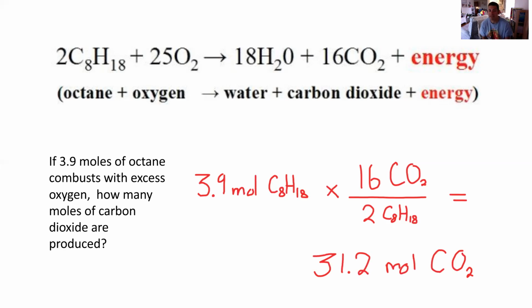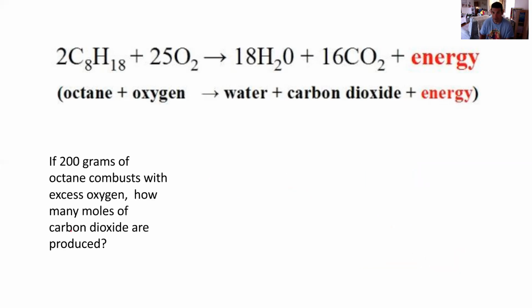All right, this is the easy version of the question. This is the mole to mole question. You are given moles and you find moles. Here's the hard question, guys. This is going to put it all together for this video. If 200 grams of octane combusts with excess oxygen, as much oxygen as we need, how many moles of carbon dioxide are produced?